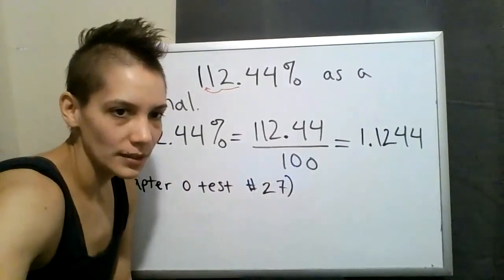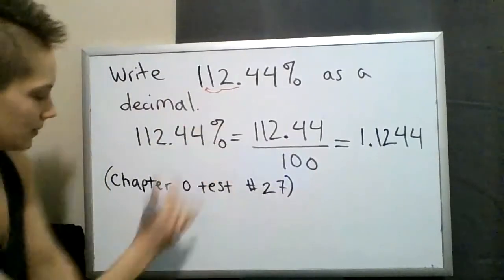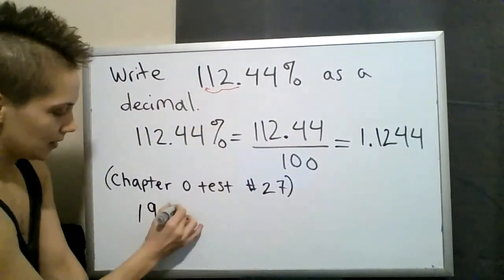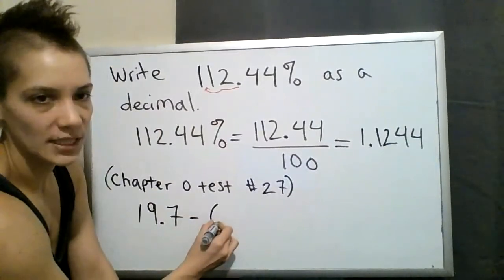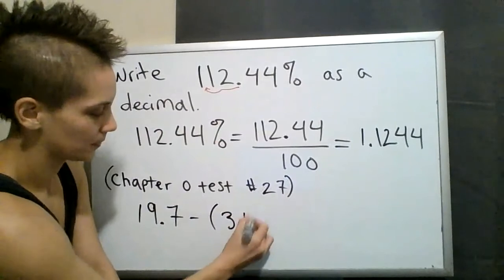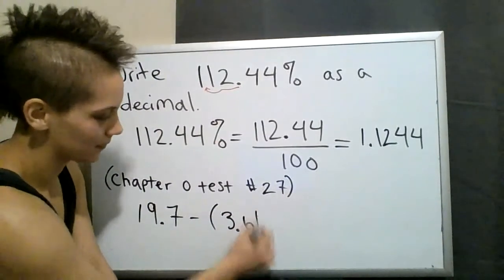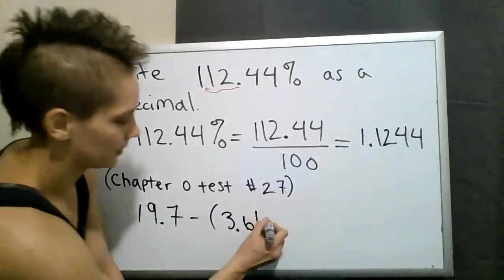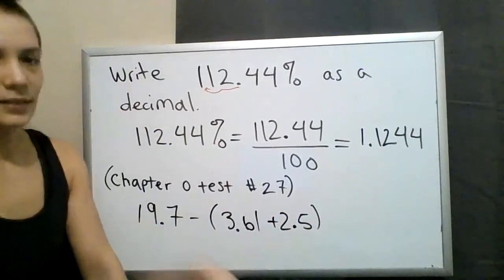Let's stick with it. Okay, 19.7 minus 3.61. Add 2.5.